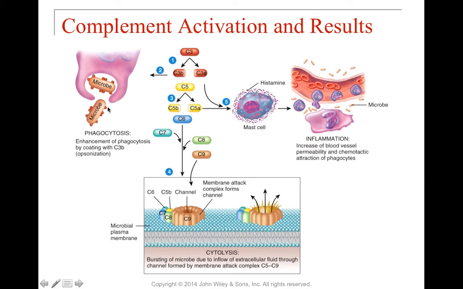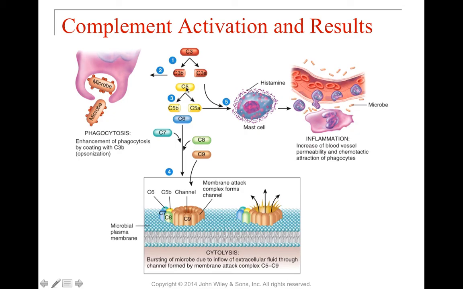All right, so what happens? We are going to end up with phagocytosis. So phagocytosis is going to be enhanced by coating with C3b. All right, so the first thing that has to happen is C3 is going to get split into C3b and C3a. C3b is going to get coated on top of the microbe to help the microbe be phagocytosed most effectively. C3a is going to join with C5.